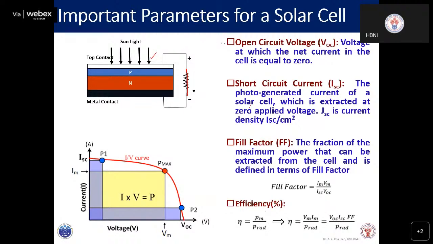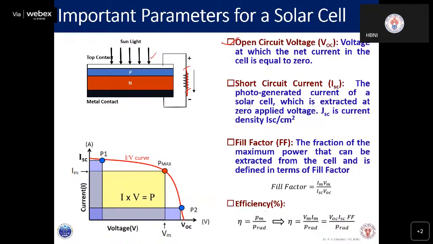So open circuit voltage is that voltage when there is no current drawn through the external circuit, and that is the maximum voltage produced by the solar cell. The next thing is the short circuit current, which is the maximum current which can be drawn from a solar cell, and the voltage obviously has to be zero because you have completely shorted it through a zero resistance, ideally.